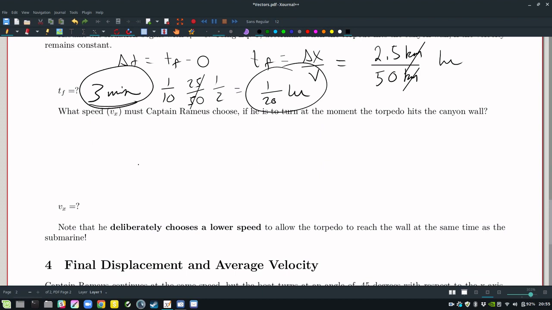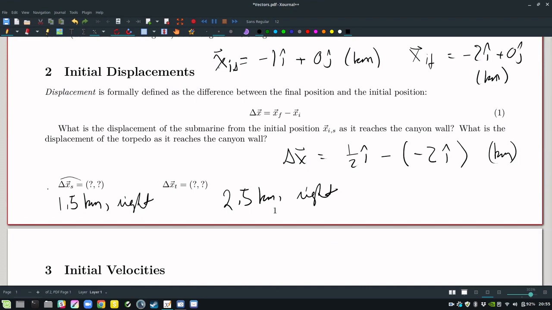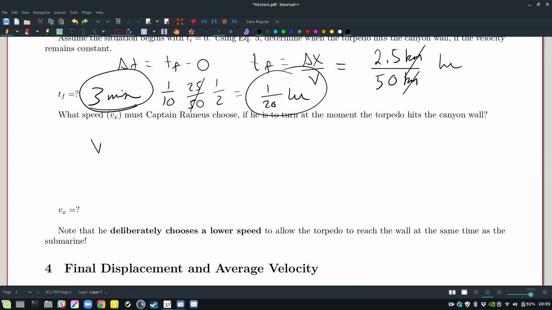And so what I want is for the submarine to also have that same time duration and whatever the displacement of the sub is, happens to be 1.5 kilometers from its initial position to the canyon wall. And so our Vx, which is just the displacement over the time change, is 1.5 kilometers divided by 3 minutes.